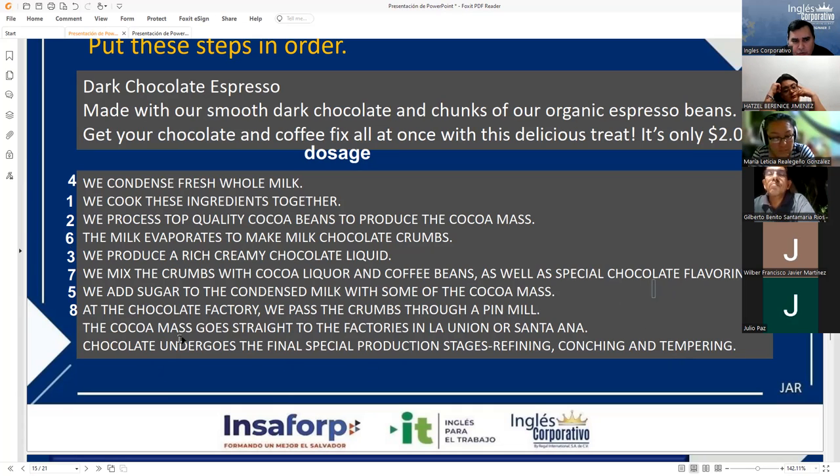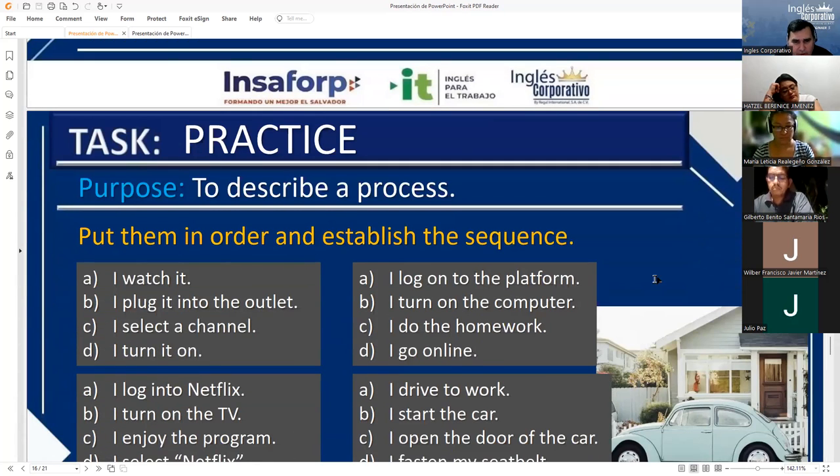And so we send it to Santa Ana or La Union. Yes. That would be number nine. And over there in Santa Ana and La Union, we have number 10, chocolate undergoes the final special production stages like refining, conching, and tempering. Okay, maybe. I say maybe because I have never made the milk chocolate. Okay? Never. So let's continue.